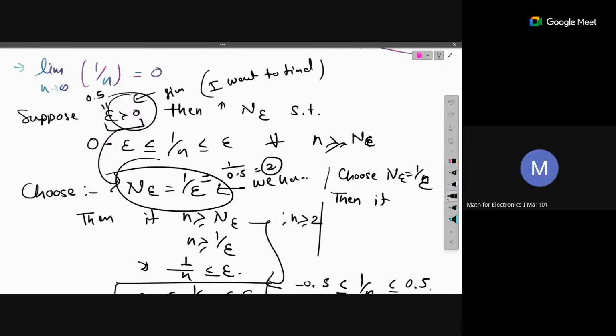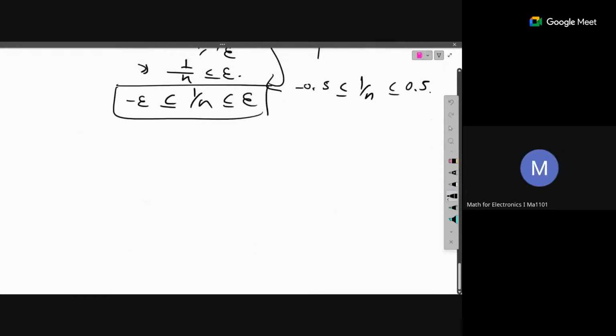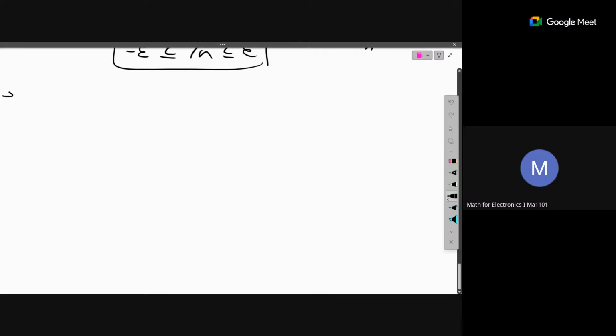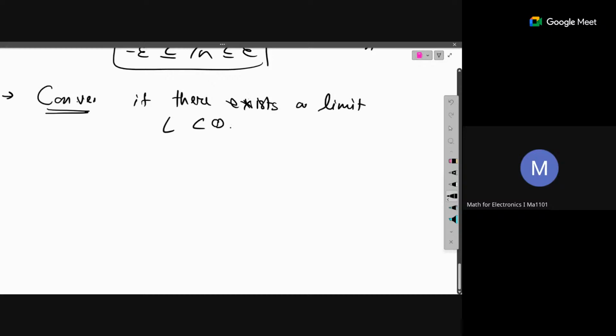Now we classify our sequences based on their limits. I think you guys know what a convergent sequence is. We say a sequence is convergent if there exists a limit L which is finite. For example, 1 by n is a convergent sequence, because 1 by n converges to 0, and 0 is a finite number.